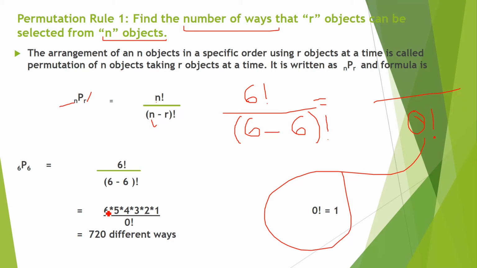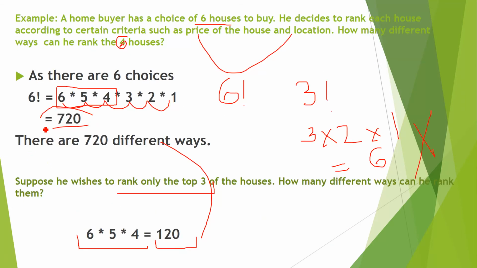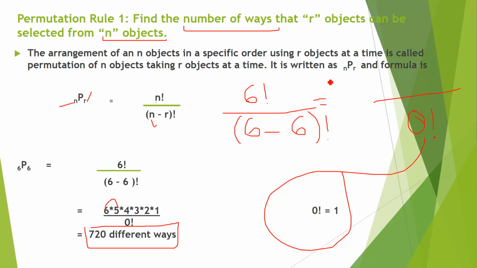You just have to multiply the numerator, because factorial means multiplication. You have to multiply 6, 5, 4, 3, 2, 1. You will get 720 different ways. Same answer whatever we did here, 6 factorial. Here we have used the formula, but previously we just multiplied 6 factorial.